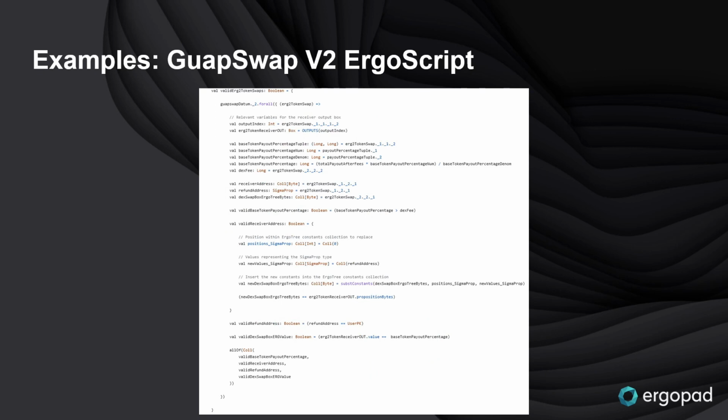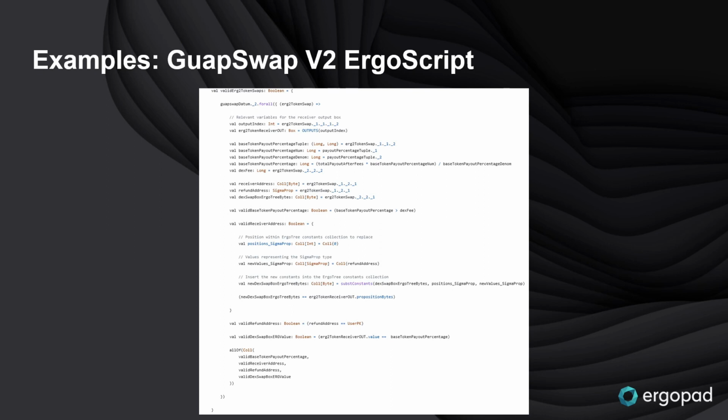So this is just a section of the Erg to token GuapSwap Ergo script contract. Here we have the GuapSwap datum. This just has information about the particular swap the user wants to do. In this case, it'll be all information relevant to Erg to token swaps.